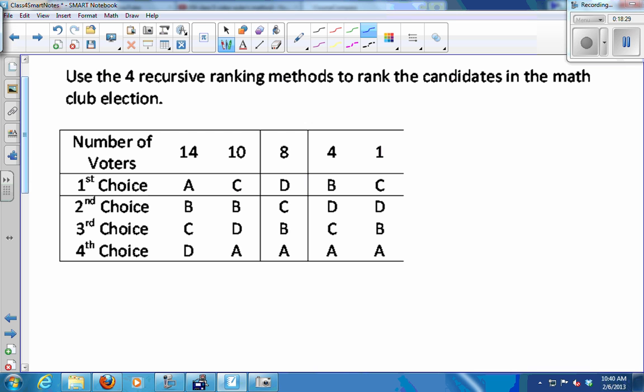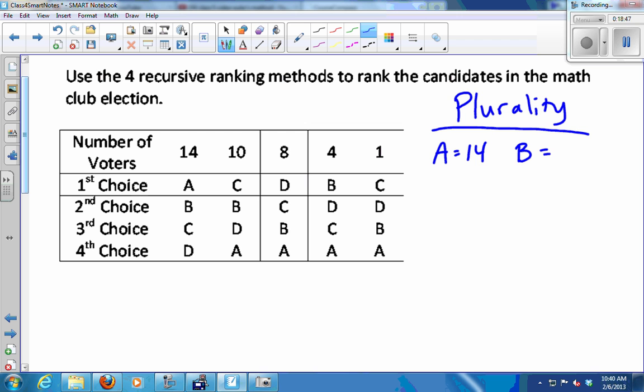Okay, so we're going to do the 4 methods using recursive. I'll do plurality with you. So here's plurality. We carry out the method once to determine the winner. Count first place votes. So we say A has 14, B has 4, C has 11, and D has 8. So A is the winner, right? Okay, so A wins. A is going to come in first place.